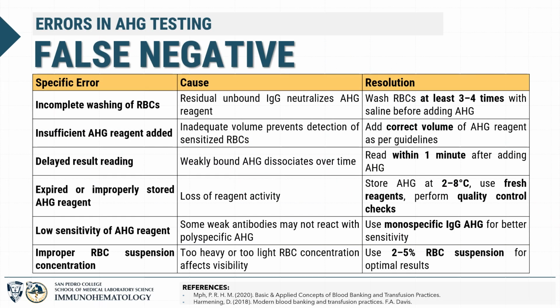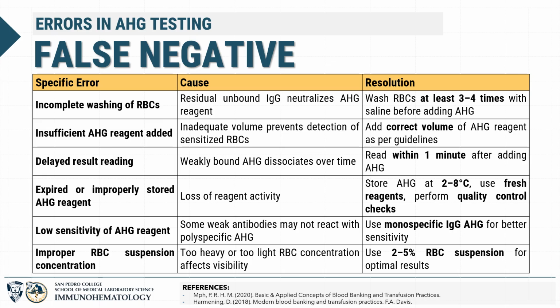What leads to errors in AHG testing? First, we have the false negative results. The most common cause of a false negative in AHG testing is inadequate washing of the red cells. If residual unbound IgG from the plasma remains, it will neutralize the AHG reagent. The AHG reagent binds to free IgG in solution rather than to cell-bound IgG. Always wash at least 3 to 4 times.